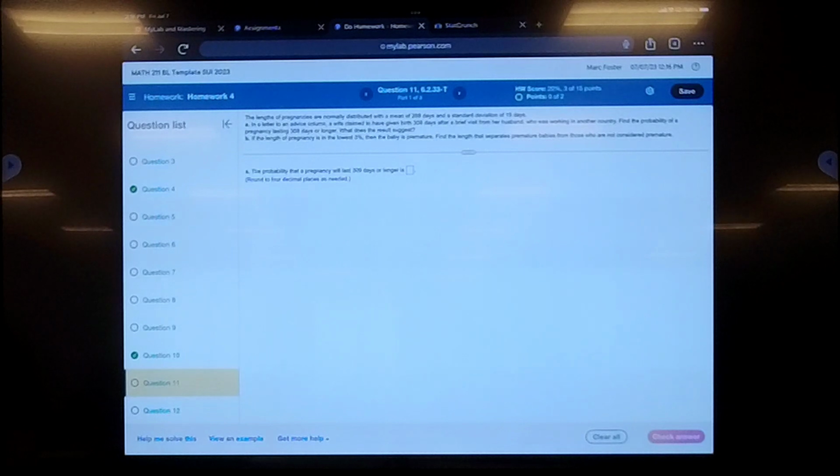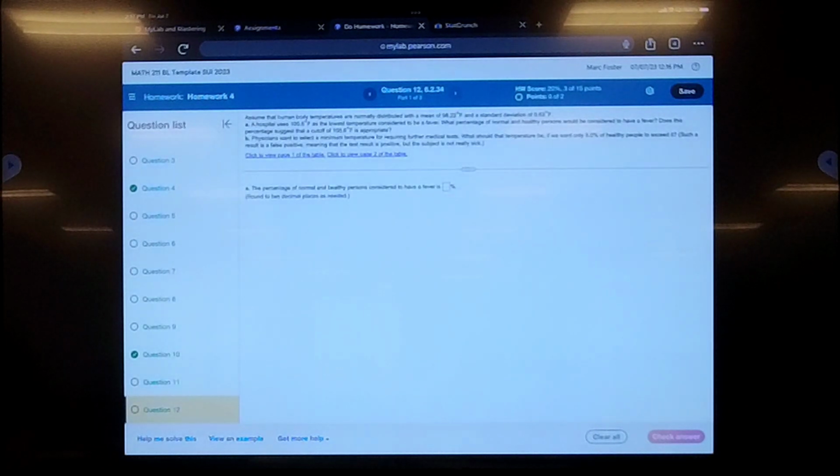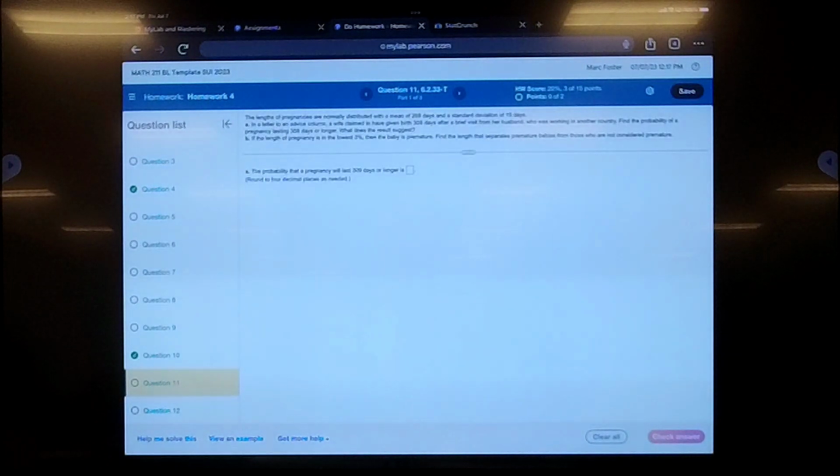Number 11. Did you already get number 11? I don't think so. Kiara, did you do number 11? Did you do 12 already? No, I'm stuck on 12. 12 is really important for you because of the context of being a nurse. Yeah, it's dealing with temperatures. Okay, now I'm on 11.